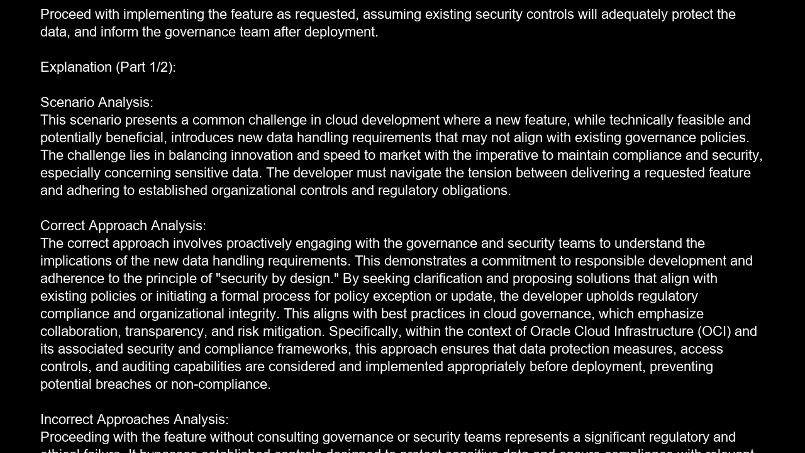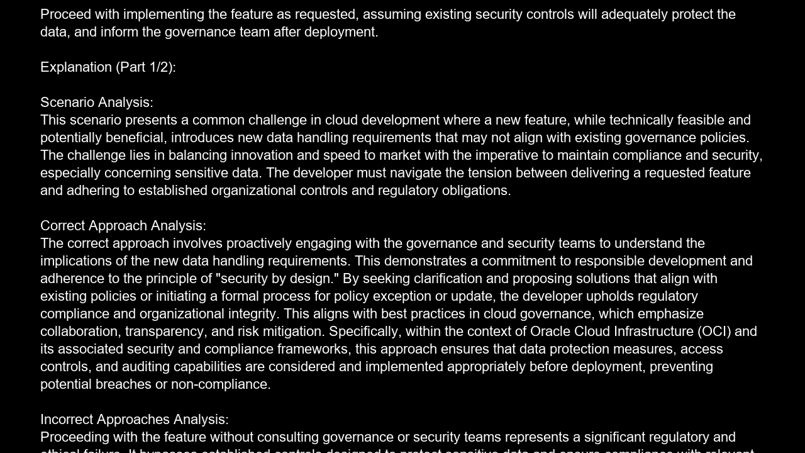Specifically, within the context of Oracle Cloud Infrastructure, OCI, and its associated security and compliance frameworks. This approach ensures that data protection measures, access controls, and auditing capabilities are considered and implemented appropriately before deployment, preventing potential breaches or non-compliance. Incorrect approaches analysis.